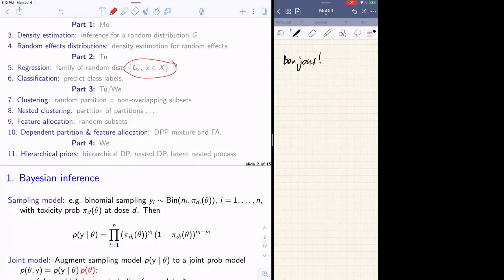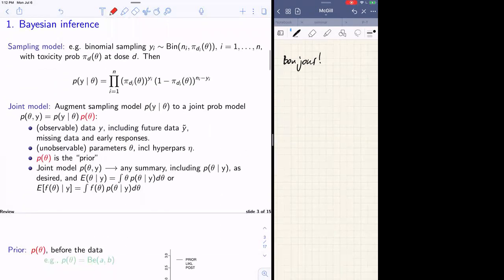So let's start with just a high-speed review of Bayesian inference. If you have never heard of Bayesian inference at all, this would be way too fast. If you already know Bayesian inference, it's probably terribly boring. For those of you somewhere in between who kind of know it, it's good to have a refresher of terminology and notation. I hope it's useful.